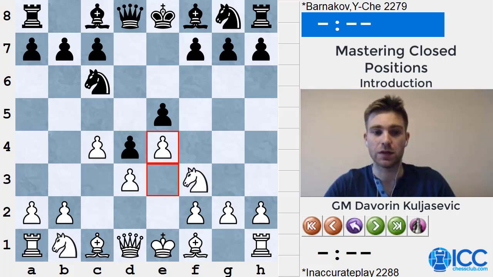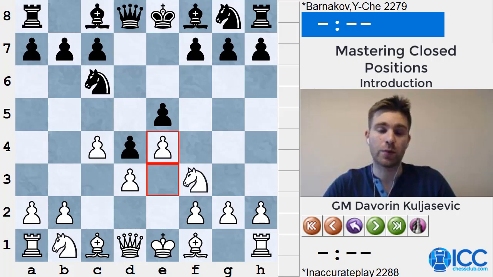I have noticed this with many of my students. I also remember myself when I was a younger player. I really didn't know what I was doing in such positions. And so I really believe that it's important to study carefully and to have some ideas of what we are doing in these positions, because there are different types of rules that govern them compared to open or semi-open positions that we get in most of our games.